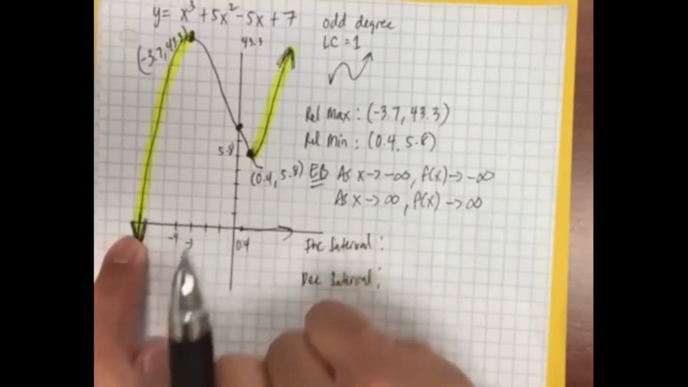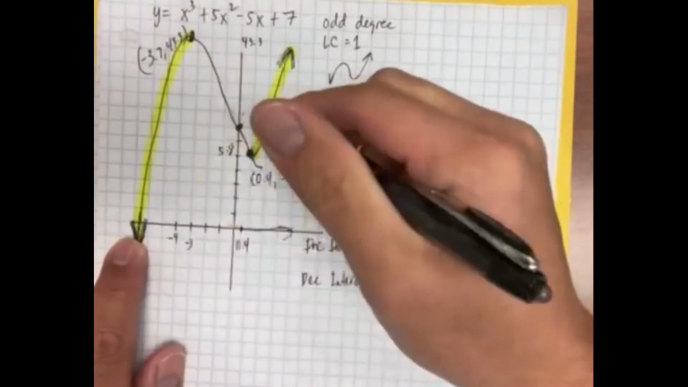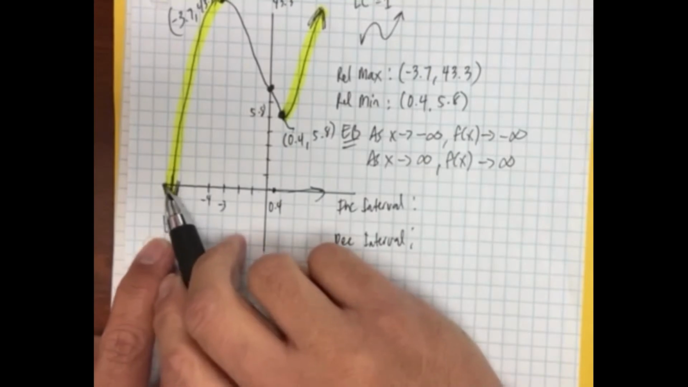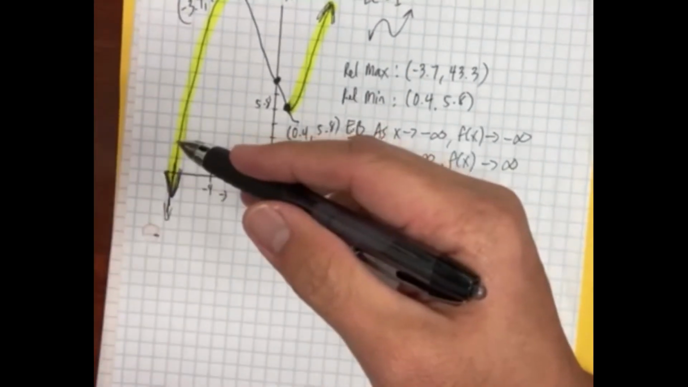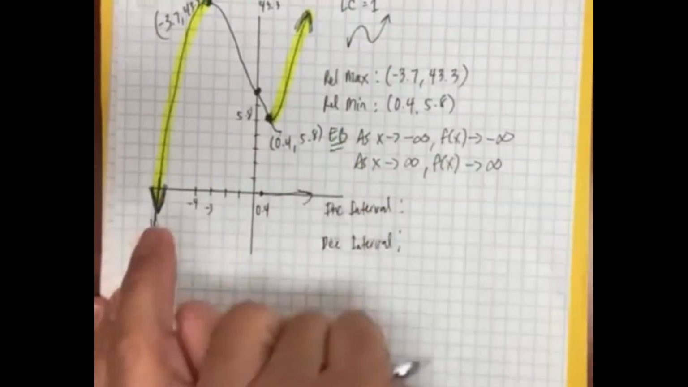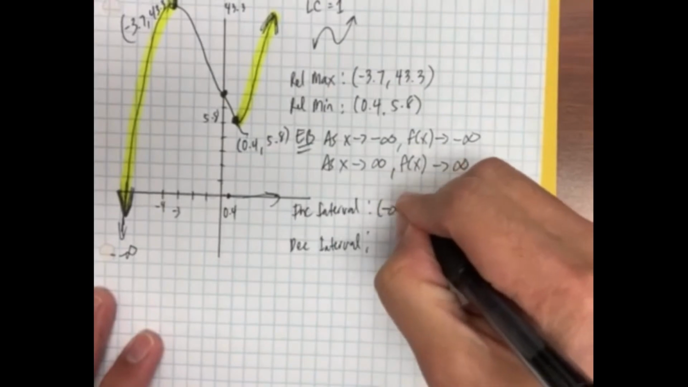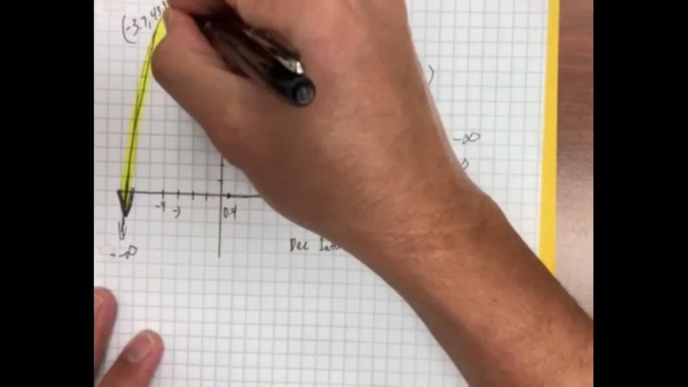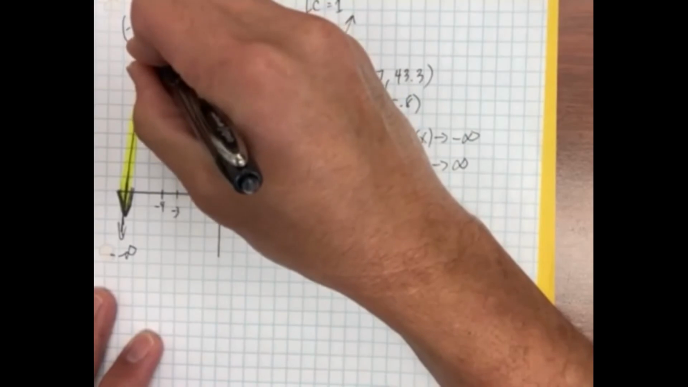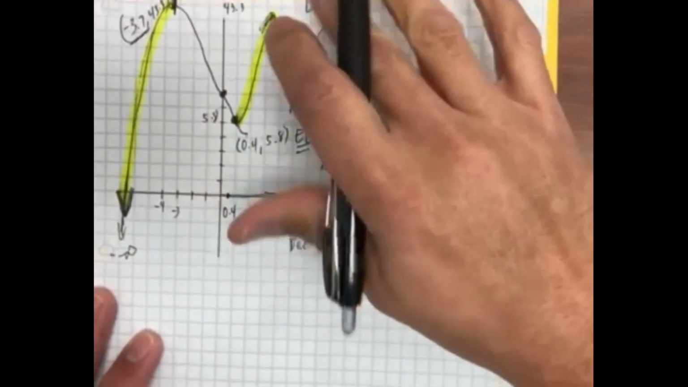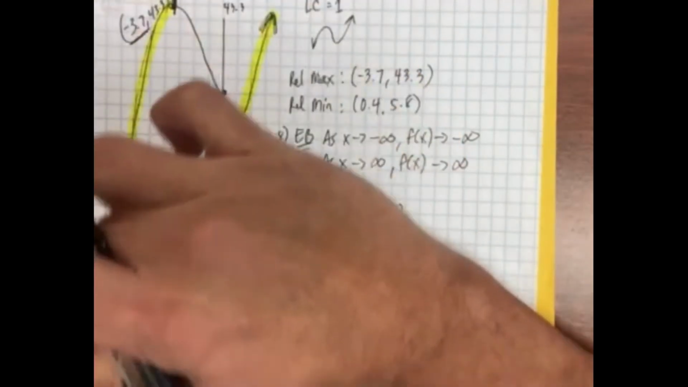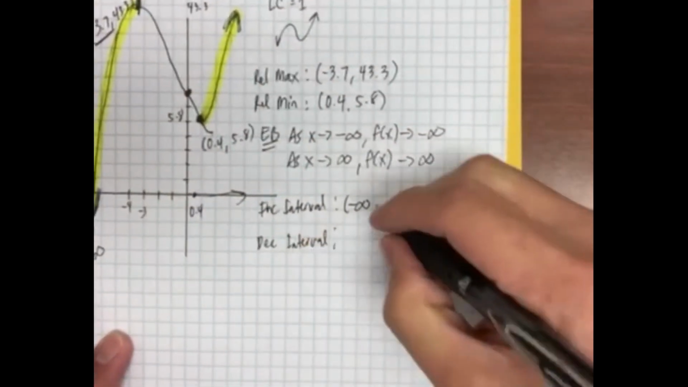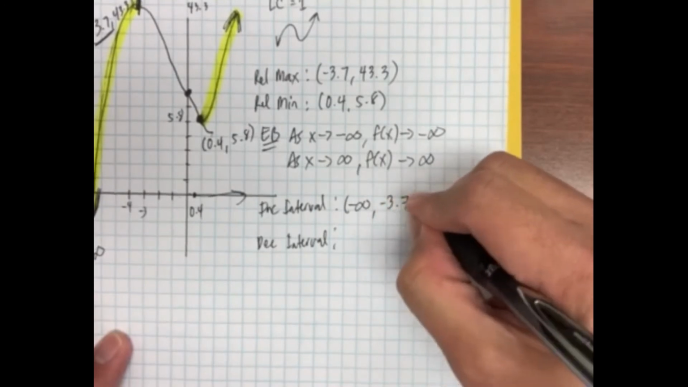When you read the increasing interval, you always read the x values. And we know that this one here is not starting at negative 6 or negative 7. It started further left, which is negative infinity. So from negative infinity, it's going to stop increasing right here. But right here, the x value is negative 3.7. Remember, we are only reading it through the x values. So from negative infinity to negative 3.7, that's the increasing interval. It doesn't increase anymore as it keeps going to the right. So the increasing interval is from negative infinity to negative 3.7, comma.